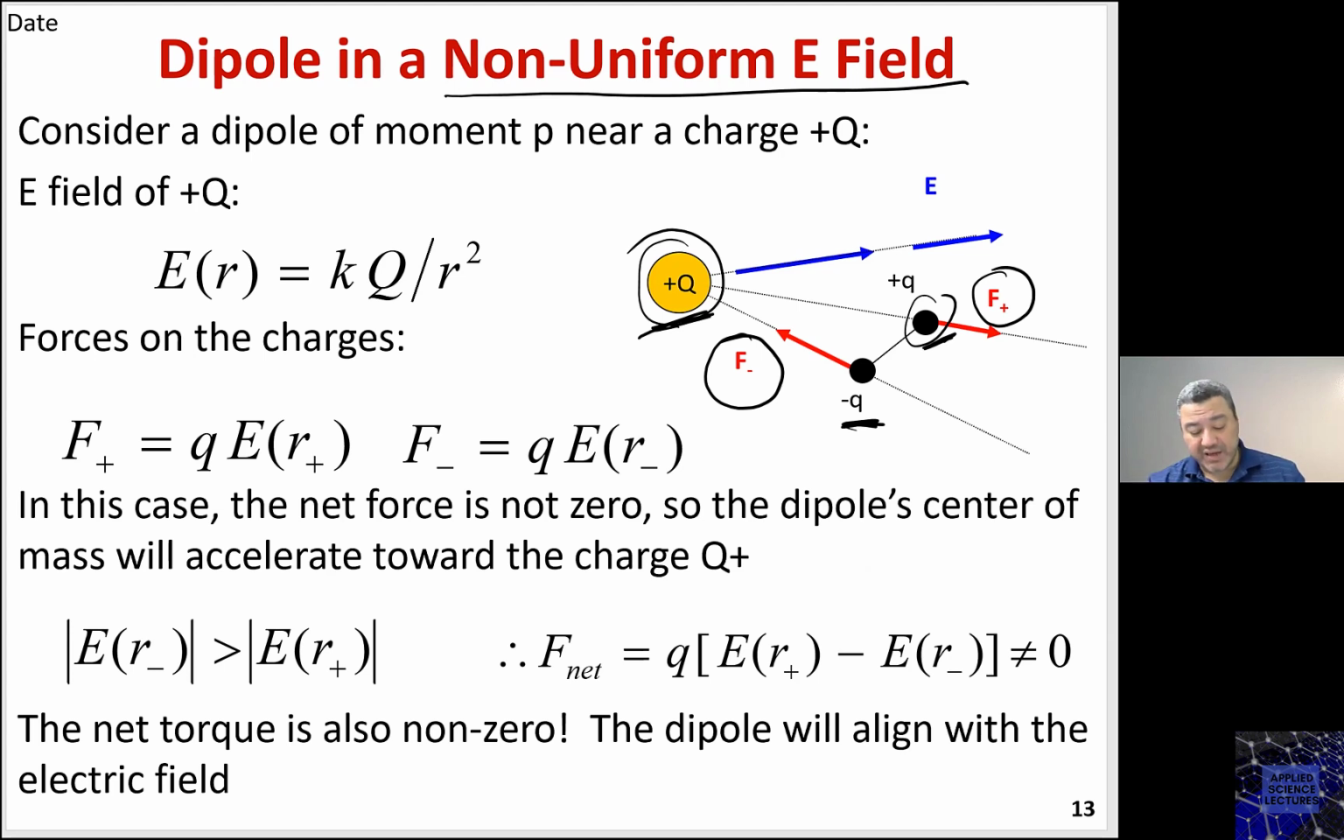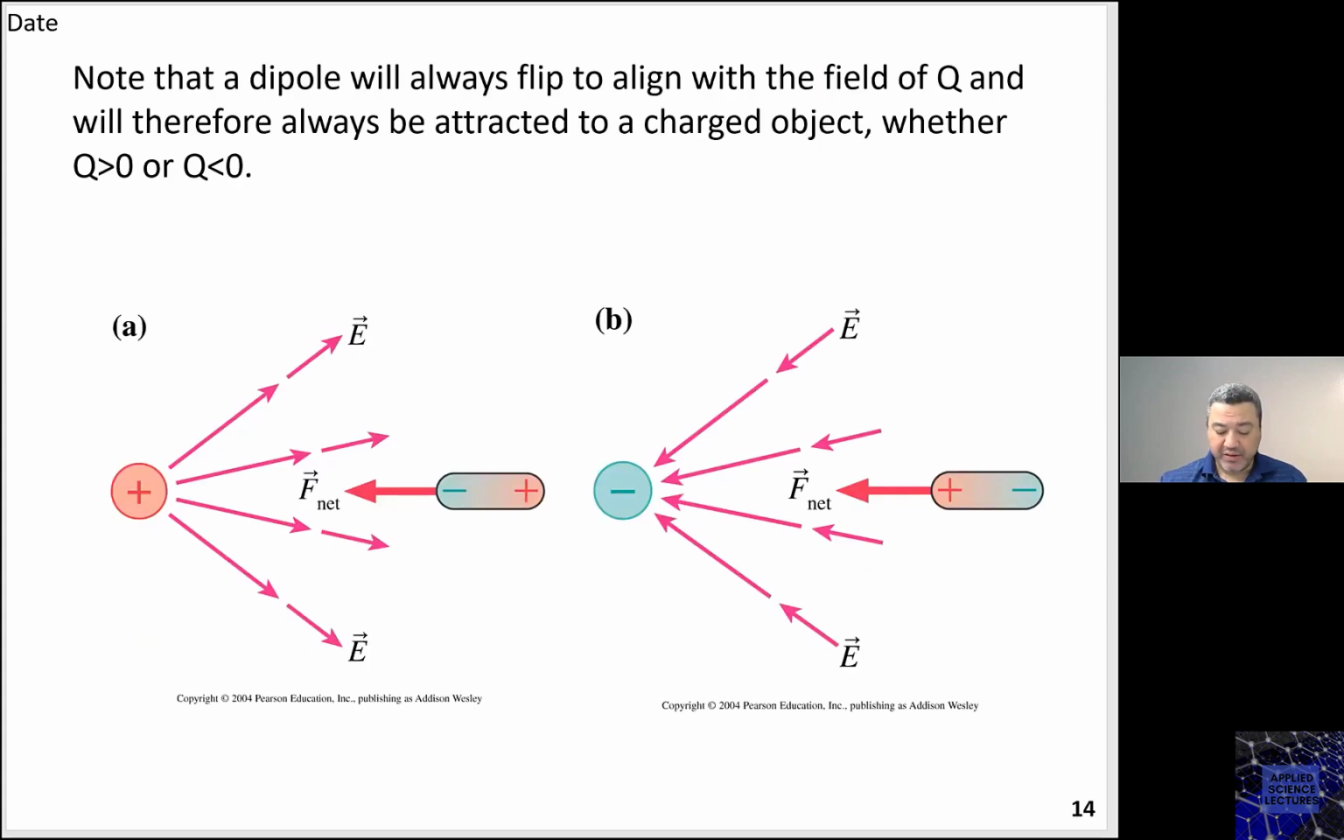However, the sum of forces is not zero this time, which means that the dipole will start drifting and moving toward the charge in all cases. Why? Because the force here is greater than the force here. So I have a net force going toward the charge that is generating this electric field. So that's what's happening. In both cases, it will be attracted toward the charge.